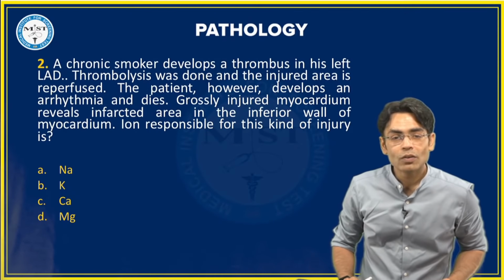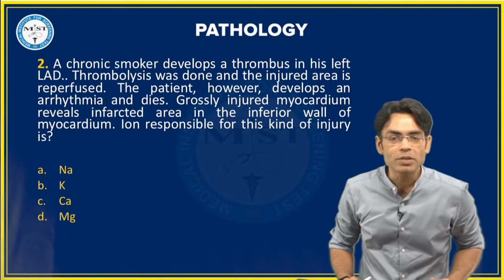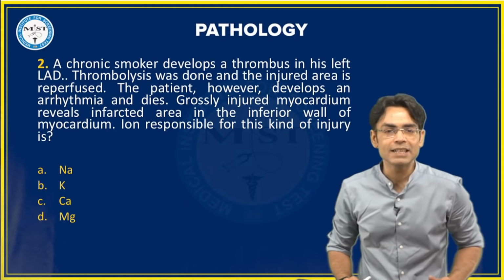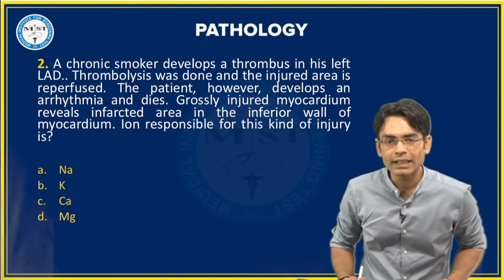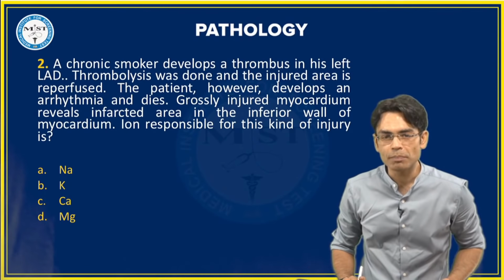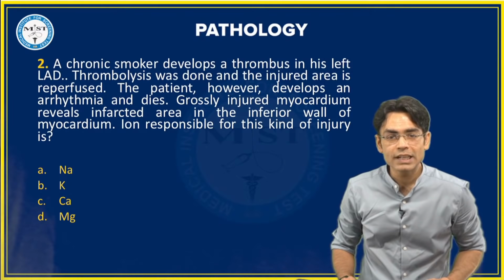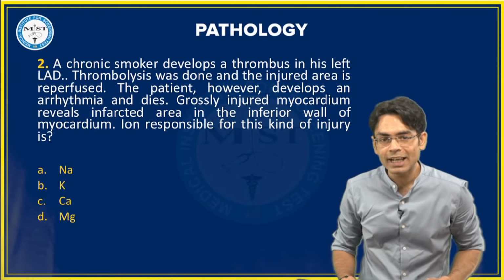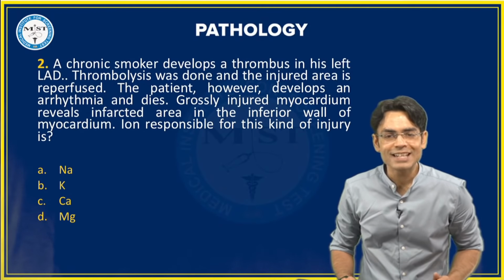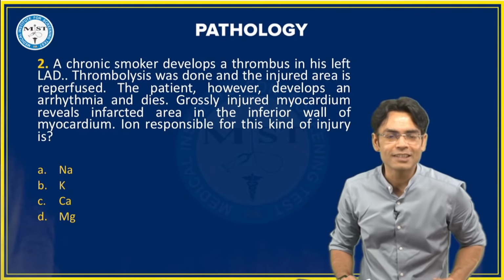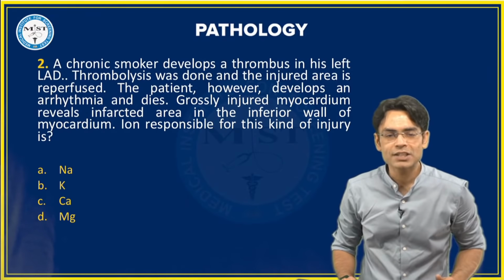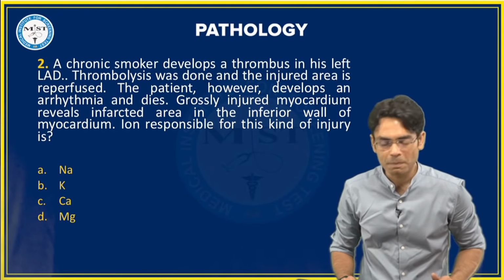Now, a chronic smoker develops a thrombus in his left LAD. Thrombolysis was done and the injured area is reperfused. The patient, however, develops an arrhythmia and dies. Grossly, the injured myocardium reveals an infarcted area in the inferior wall of the myocardium. The ion responsible for this kind of injury is, the options on your screens are sodium, potassium, calcium, and magnesium.